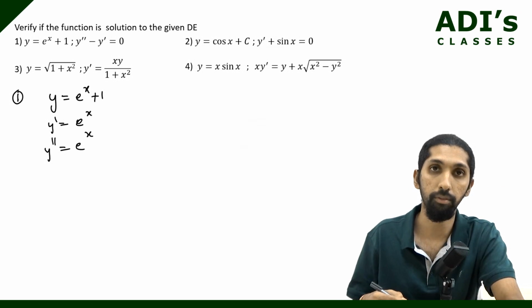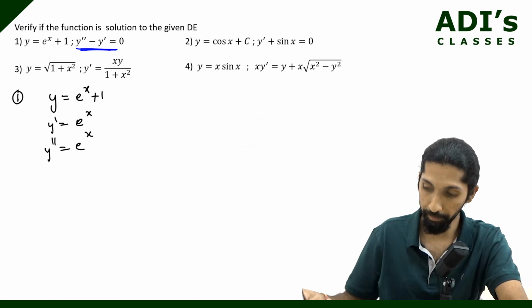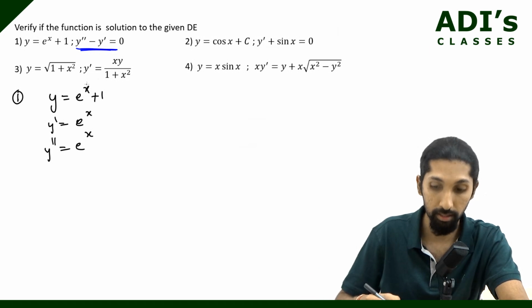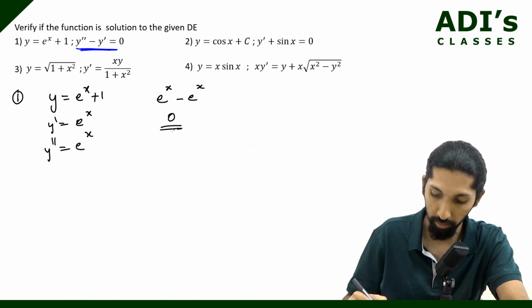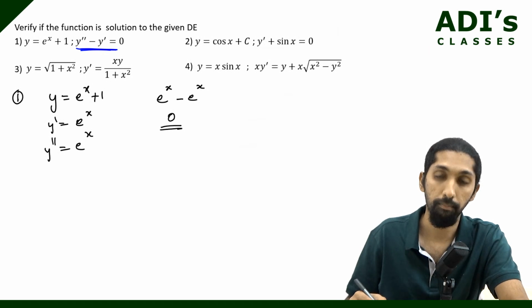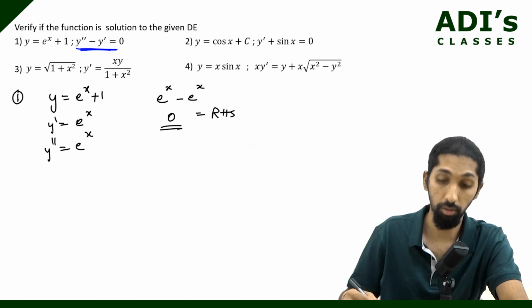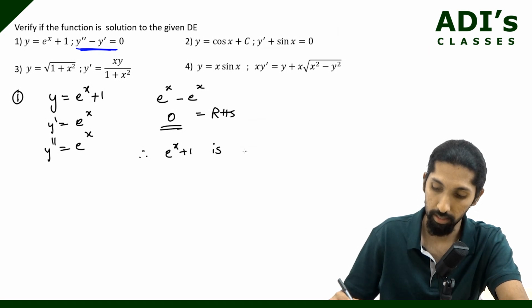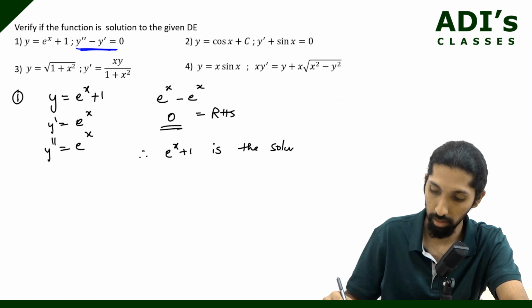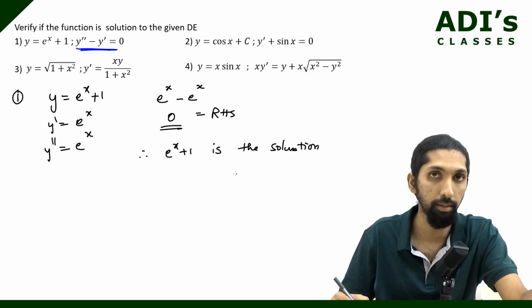Where are you going to substitute? You have to substitute this in this particular equation. Okay? So if you substitute, y double dash is e power x, so e power x minus e power x. So we have 0. Isn't it the value of RHS? So this is equal to RHS. Right? So you can say that therefore e power x plus 1 is the solution. Alright, so this is the solution. Fine, this is the entire problem. That's all. Very, very simple.